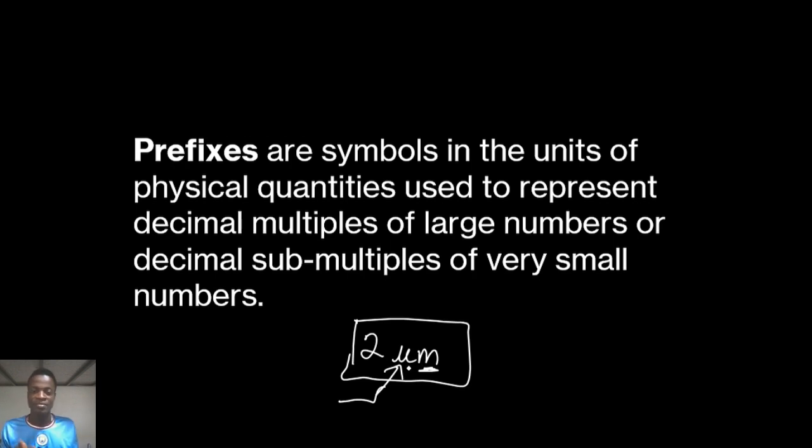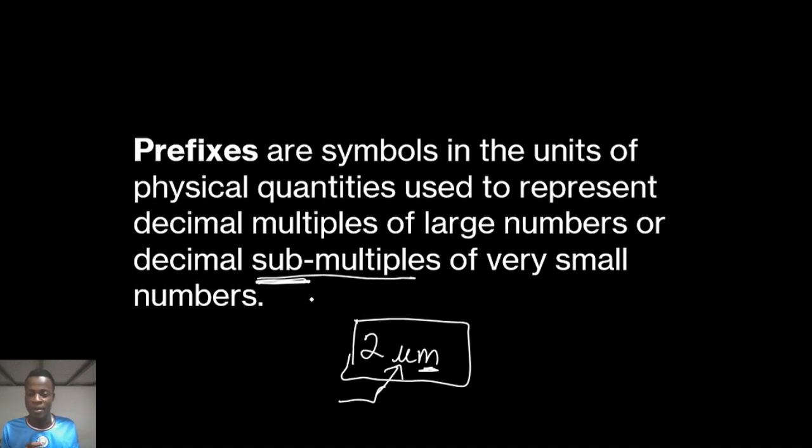These ones represent decimal multiples of large numbers, or if the number is very small, we use the decimal submultiple, because they are the ones with 10 power negative 1, 10 power negative 2, 10 power negative 3, and so forth. So they are the decimal submultiples. And those that are large, like 10 to the power 6, 10 to the power 7, 10 to the power 8, those large positive ones are decimal multiples. That's the difference. So prefixes are symbols in the units of physical quantity used to represent decimal multiples of large numbers or decimal submultiples of very small numbers.